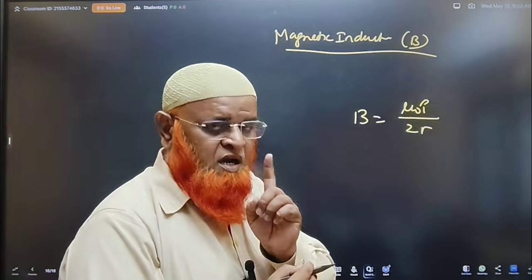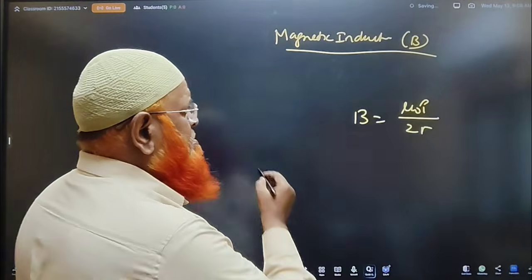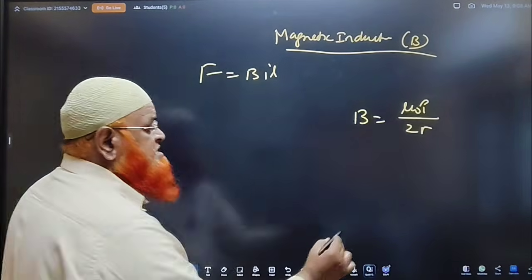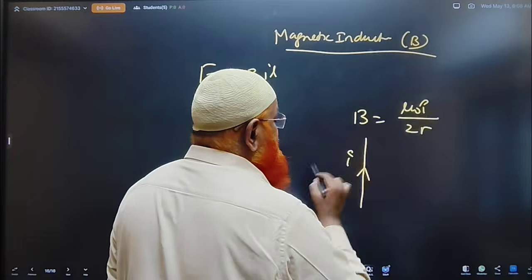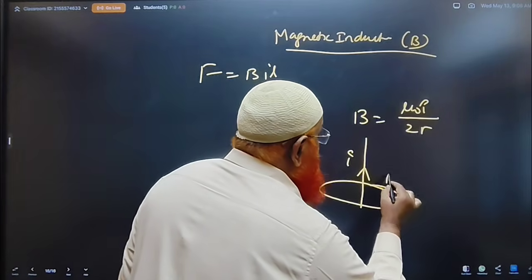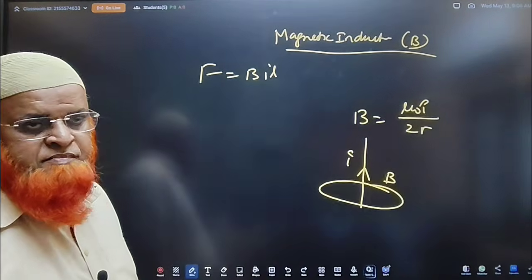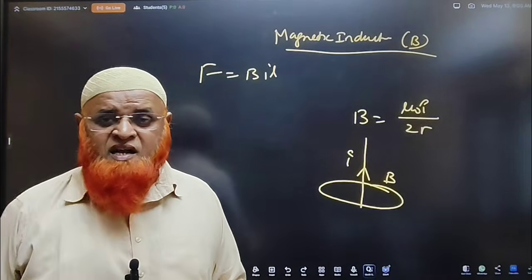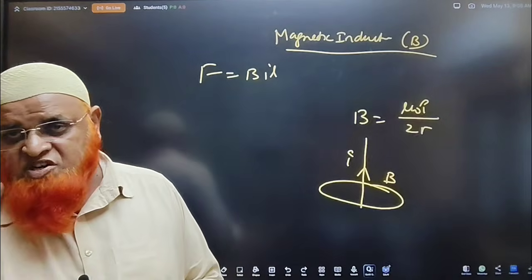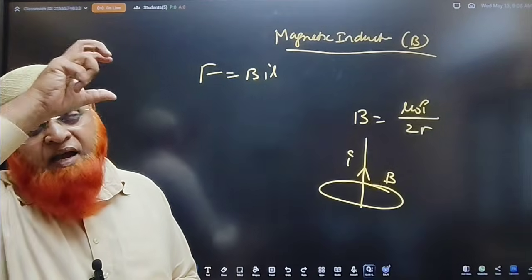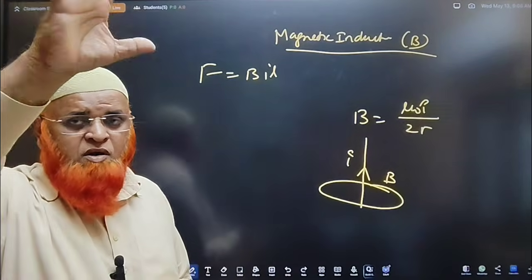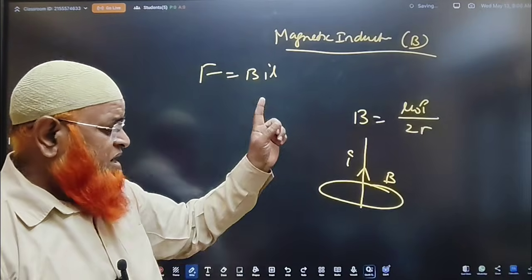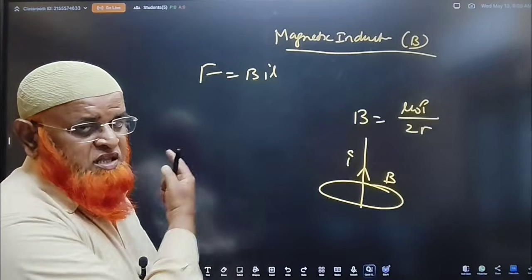But there is only one formula which makes that derivation easy. What is that formula, my dear? F is equal to BIL. Whenever current passes through a wire, there is a magnetic field surrounding that wire. You might have seen that when current passes through a high-power wire, if you go near it, it will attract the person. It has a force of attraction. So whenever current passes through the wire, there is a magnetic field surrounding it.